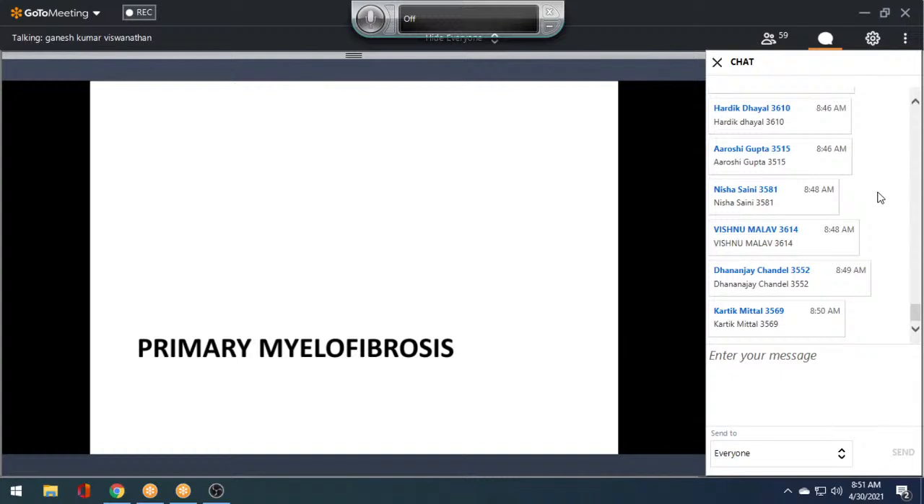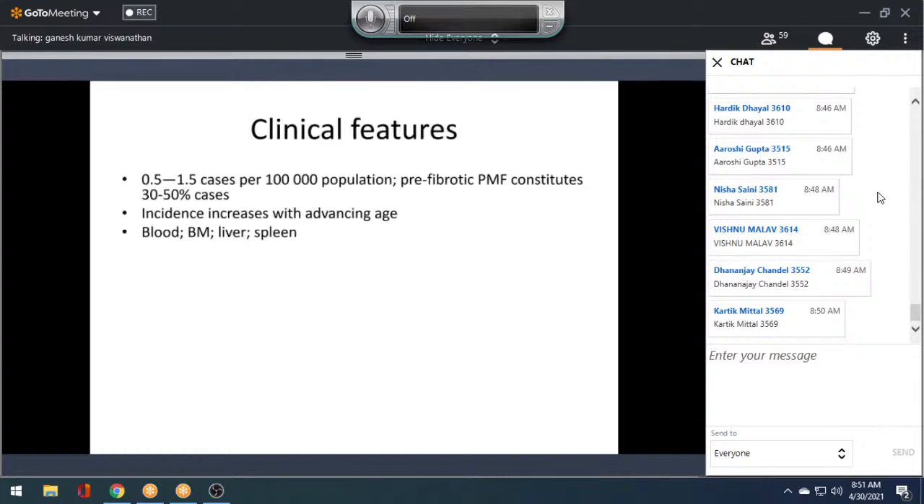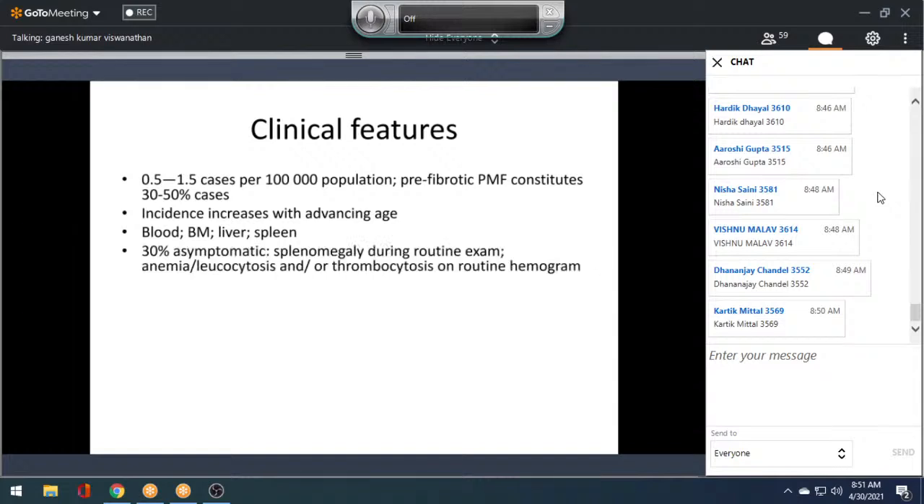The third myeloproliferative neoplasm in this category is primary myelofibrosis. The pre-fibrotic one constitutes 50% of the cases. The fibrotic one constitutes the other 50% of the cases. It is also a disease of advancing age. So we need to remember that all these myeloproliferative neoplasms occur in older age or middle age. They are very uncommon in children. And all of these involve blood, bone marrow, liver, and spleen.